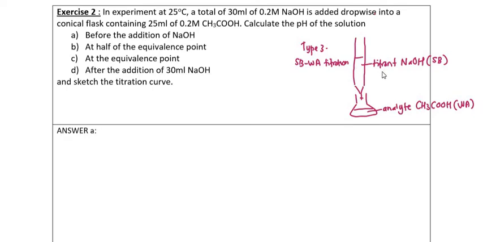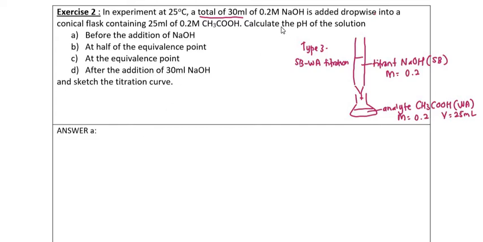Based on the data, the total volume. What is meant by total volume? The final reading of the titrant is 30 mL. So I don't know how many mL before 30 mL is added to the analyte. So we don't know the volume of NaOH exactly, but the molarity I know exactly is 0.2. How about the analyte? Your analyte molarity is 0.2 and the volume is 25 mL.